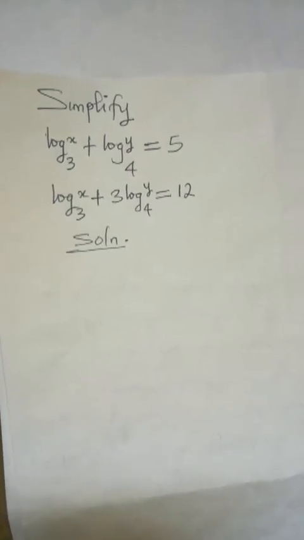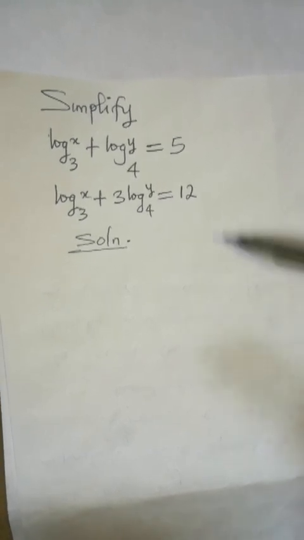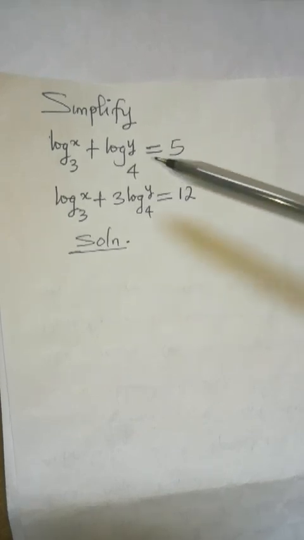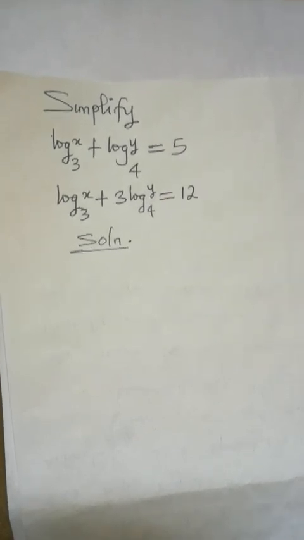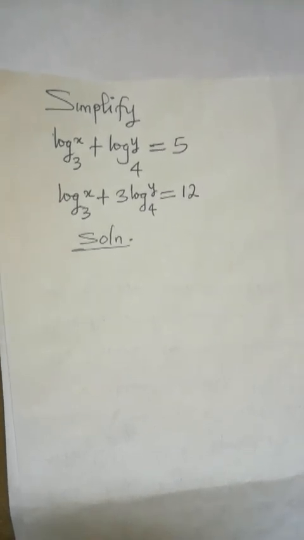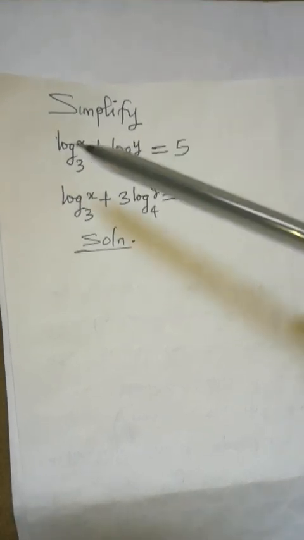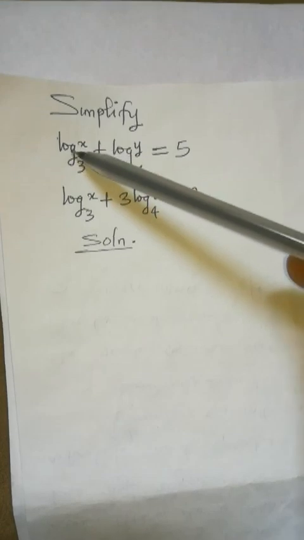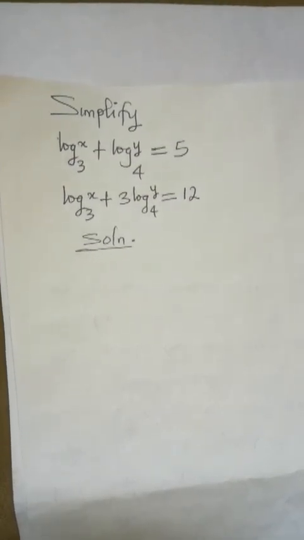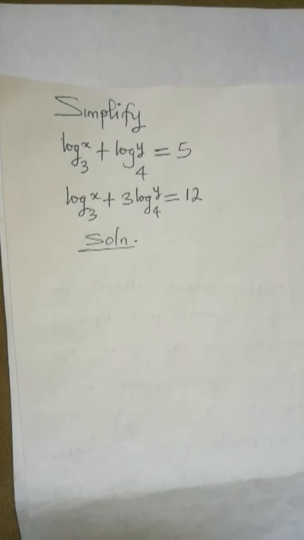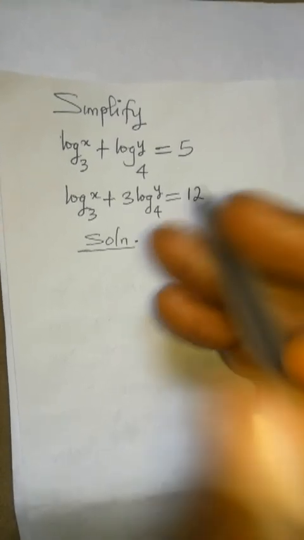Today we are going to be looking at a tricky question. This question has to do with logarithms, and it has two equations, so it means they are simultaneous in nature. And not only that, we have two unknowns, which are x and y. So how do we solve such a question? Let's give it a trial.